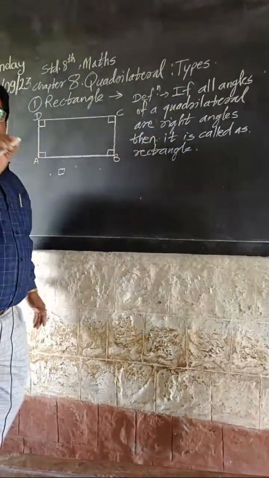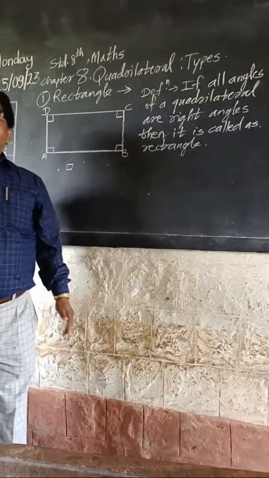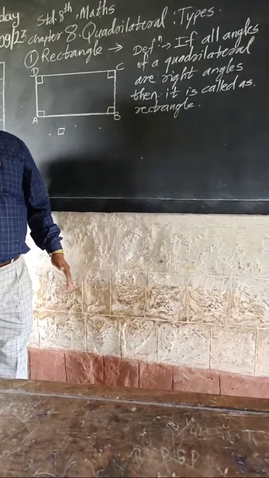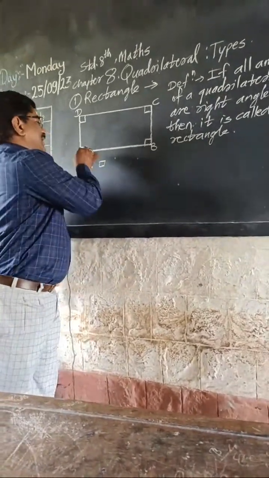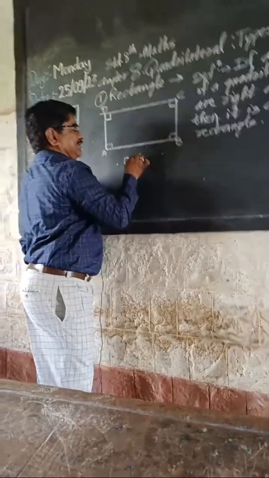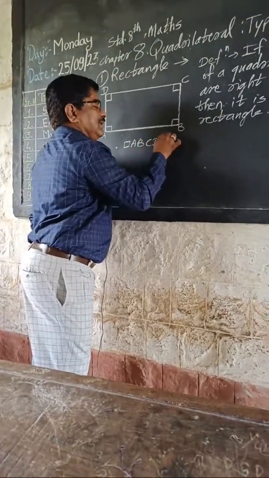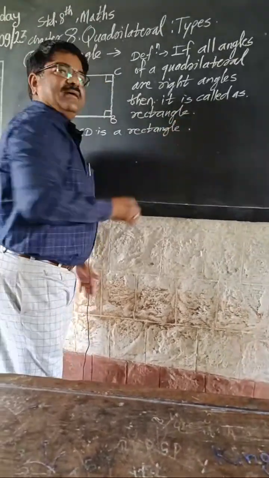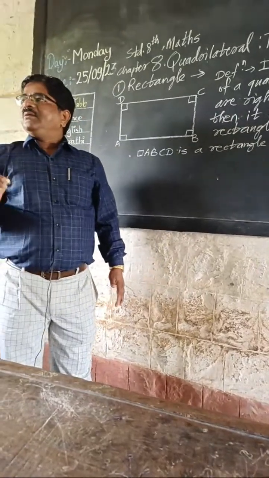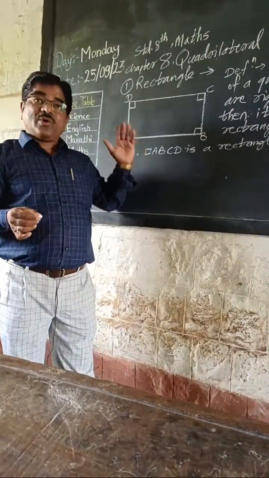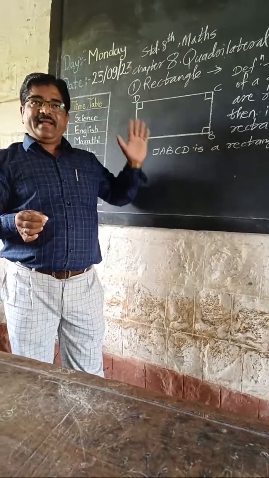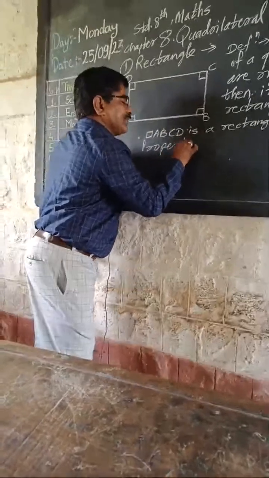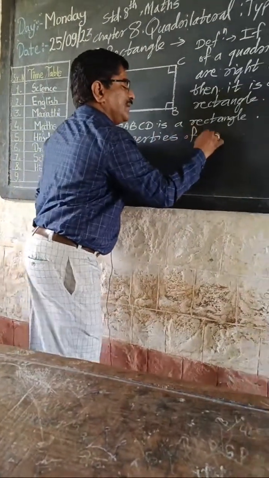Name of the quadrilateral, tell here. Who tells the name of the quadrilateral? Yes, correct. Quadrilateral ABCD is a rectangle. And today we discuss different properties of a rectangle. Property number one, properties of rectangle.